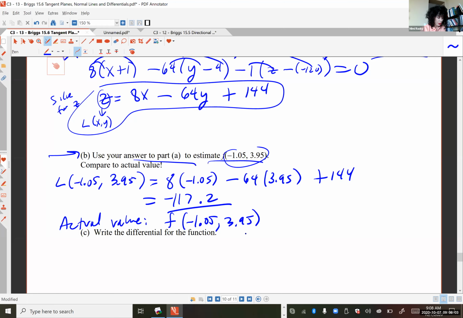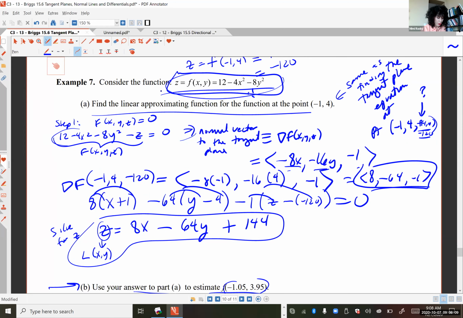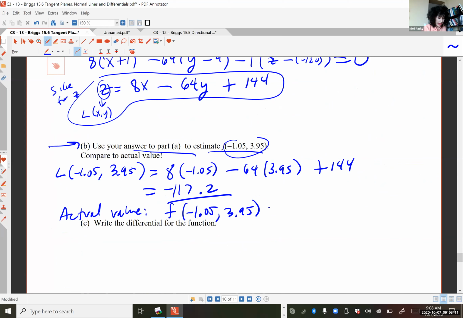So what's your original function? Well, they gave it to you way up here. Z is equal to f(x,y) = 12 minus 4x squared minus 8y squared. So I'm just going to substitute 12 minus 4 times negative 1.05 squared minus 8 times 3.95 squared. Get out the calculator, folks.